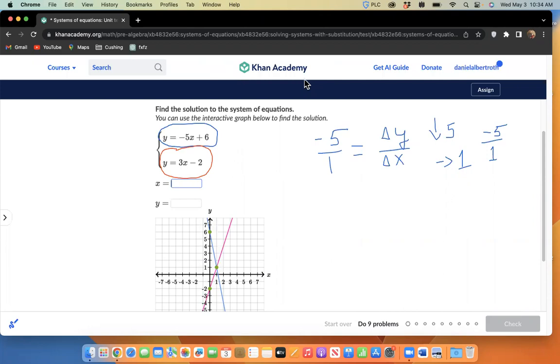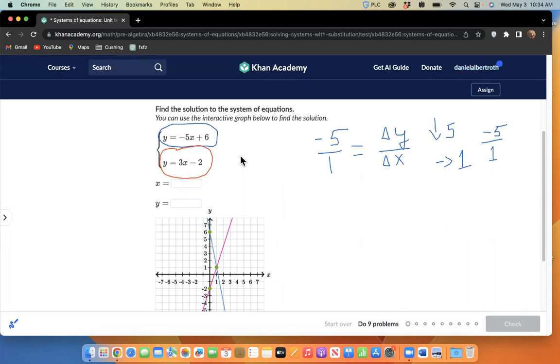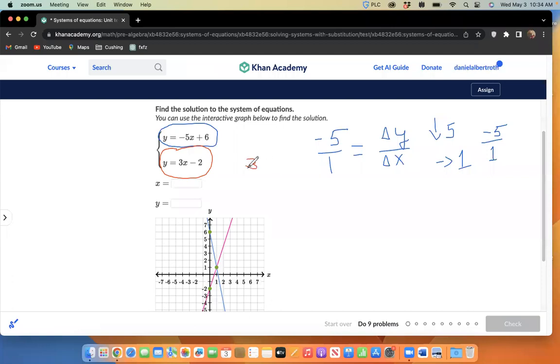Again, this is giving me a slope of 3 over 1. Let's draw it. Slope of 3 over 1. So if I go up 3, that's positive 3. I then need to go to the right 1. Positive 1. 3 over 1. So it's up 1, 2, 3 to the right 1.